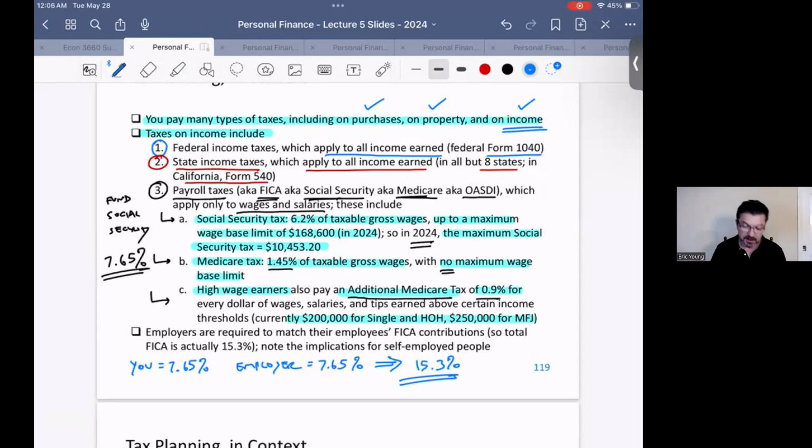Now you're thinking that's not a big deal, but if you're ever going to consider being self-employed, it is a big deal. Because by definition, if you are self-employed, you are not only the employee, but you're the employer. You're the boss and the worker.